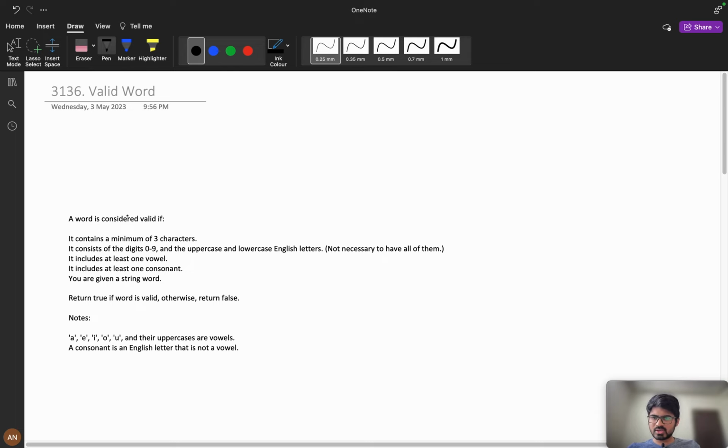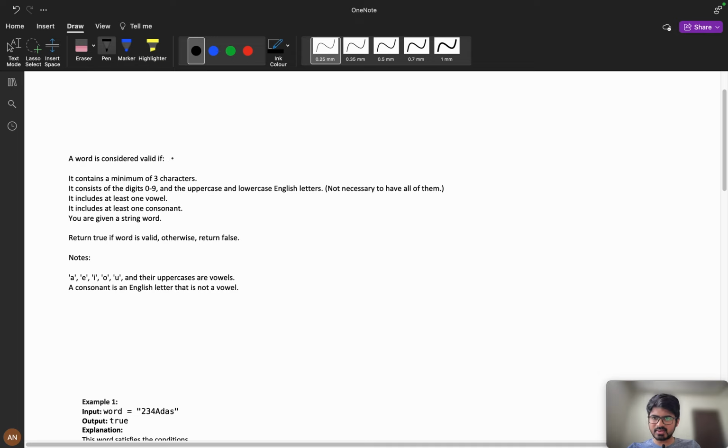Now let's understand the question clearly. A word is considered valid if it contains a minimum of 3 characters. It consists of digits 0 to 9, small a to small z, and capital A to capital Z, and not necessarily all of them. It should not contain special characters, because only these 3 types can be present. So if you have any special characters, you will say it is false.